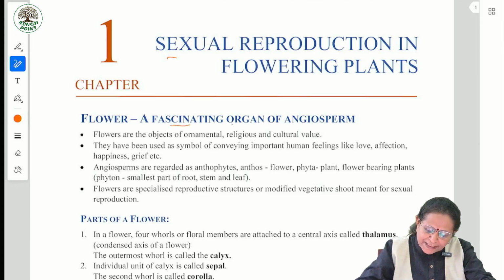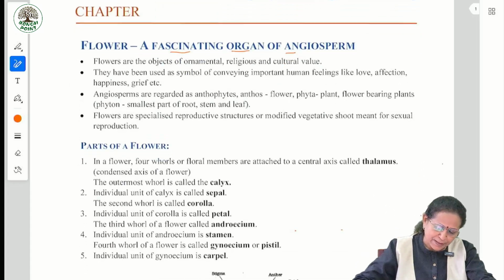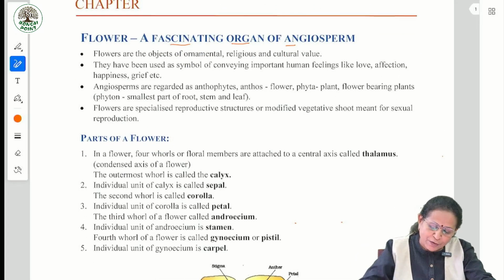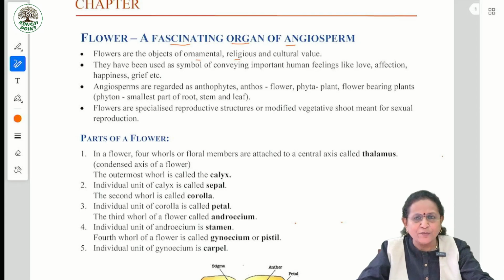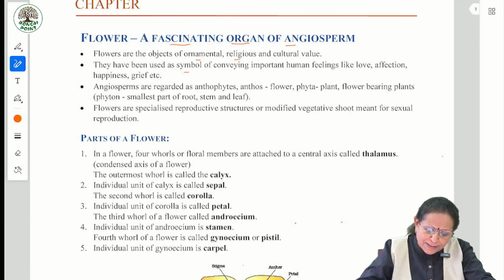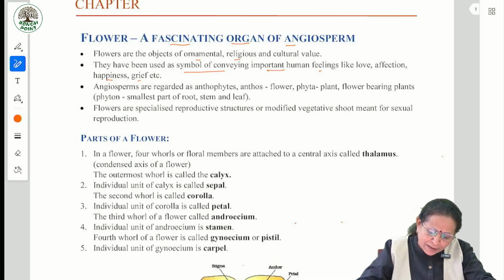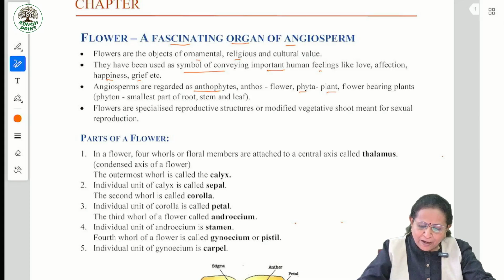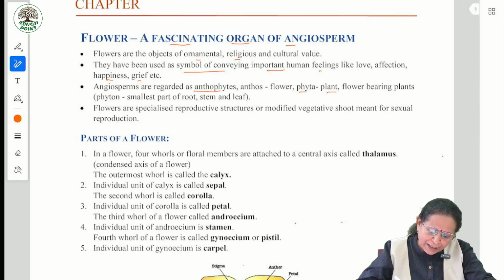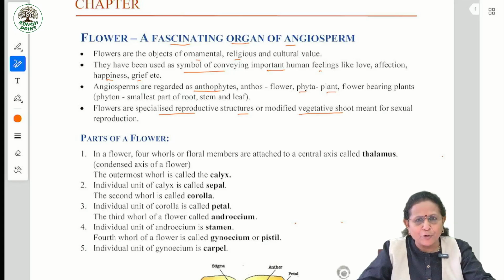See, the flower is a fascinating organ of angiosperms. Flowers are objects of ornamental, religious and cultural value. They have been used as a symbol of conveying important human feelings like love, affection, happiness, grief, etc. Angiosperms are regarded as anthophytes. Anthos means flower, phyta means plant: flower bearing plants. On the other hand, flowers are the specialized reproductive structure or the modified vegetative shoot meant for sexual reproduction.